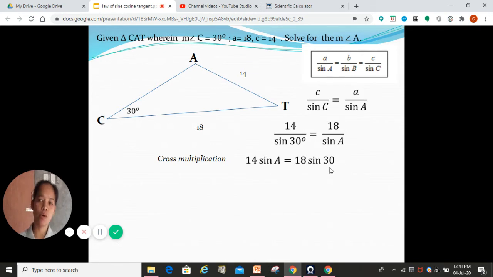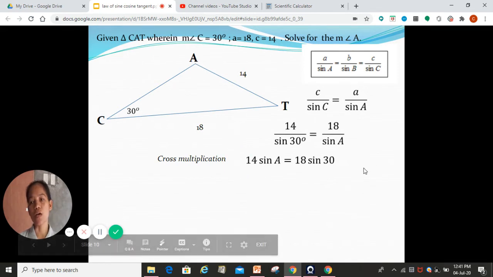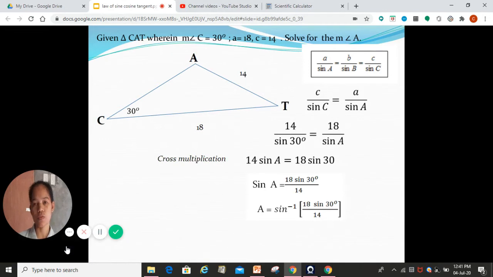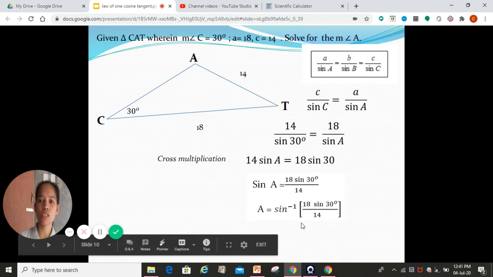You have the word equality since you're dealing with an equation. So you can use that, or if you are comfortable with MPE, the multiplication property of equality, you multiply this side by 1 over 14 and also the other side by 1 over 14. Upon doing that, you'll have sine A equals 18 sine 30 over 14. Now again, we're looking for the measurement of angle A. So there goes your calculator now. And we have A is equal to sine raised to negative 1. So this is arc sine.